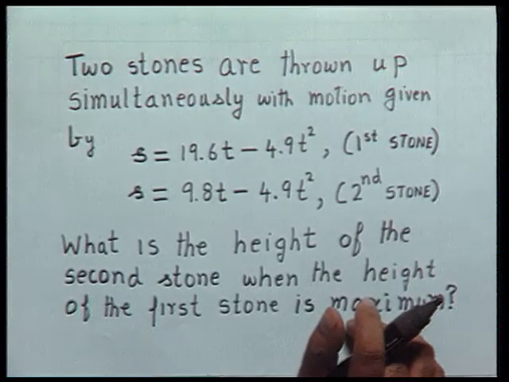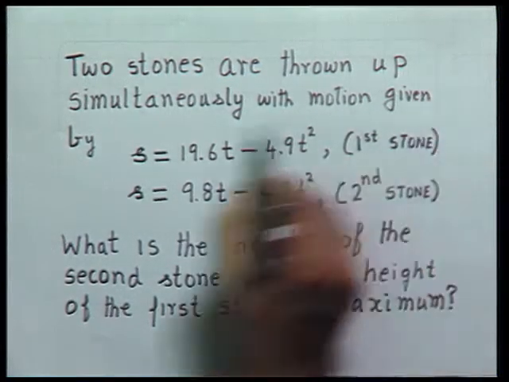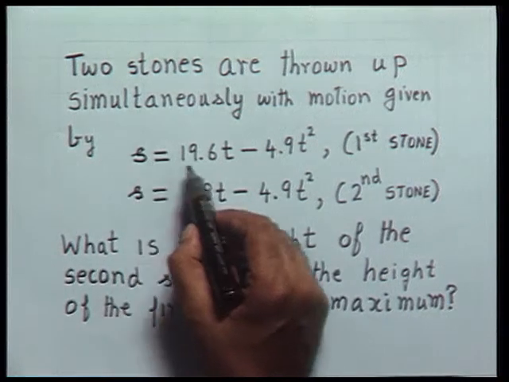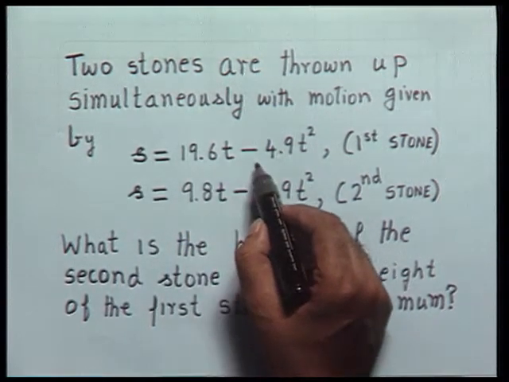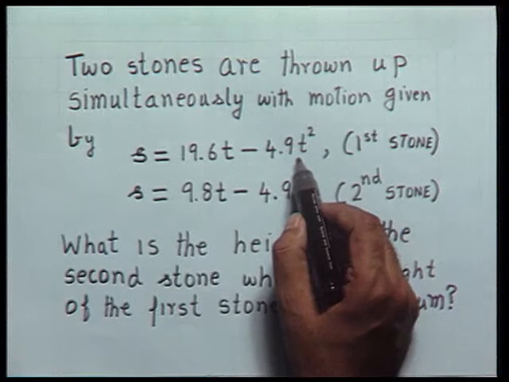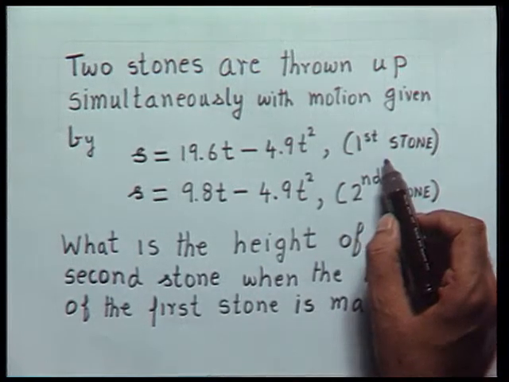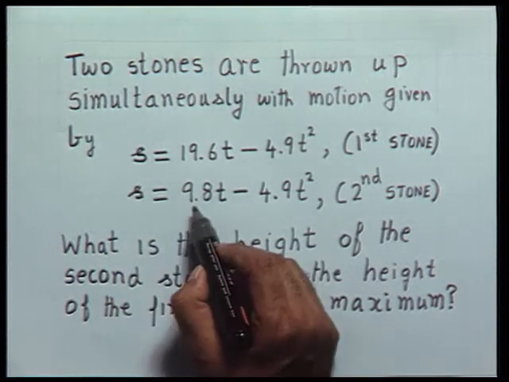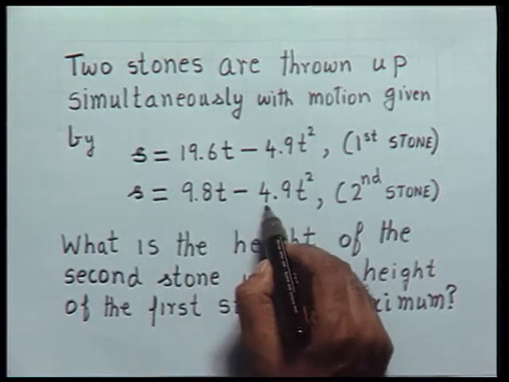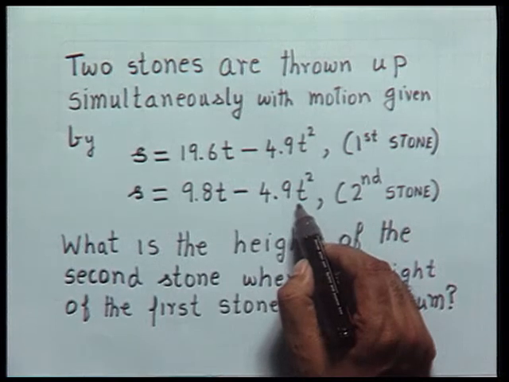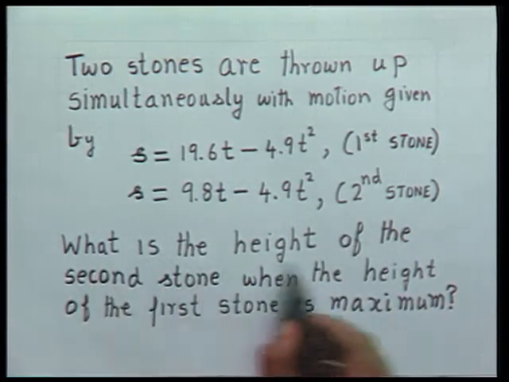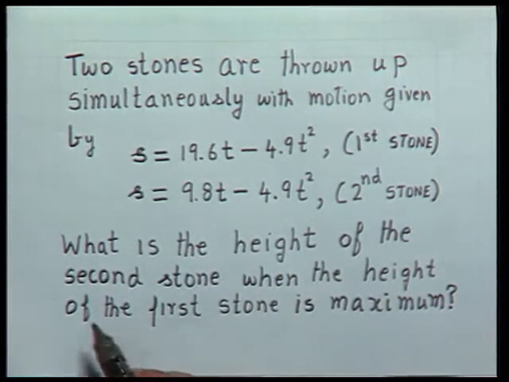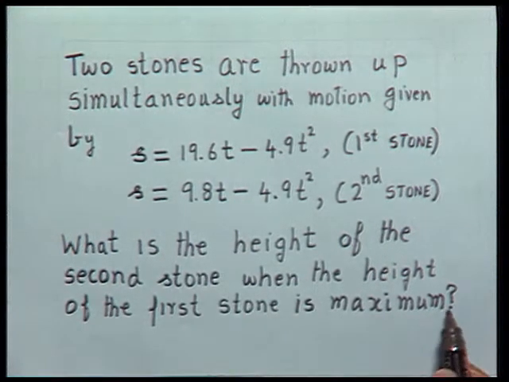Two stones are thrown up simultaneously with motion given by s equal to 19.6 t minus 4.9 t squared. This is the motion of the first stone. The motion of the second stone is given by this expression, s equal to 9.8 t minus 4.9 t squared. What is the height of the second stone when the height of the first stone is maximum?